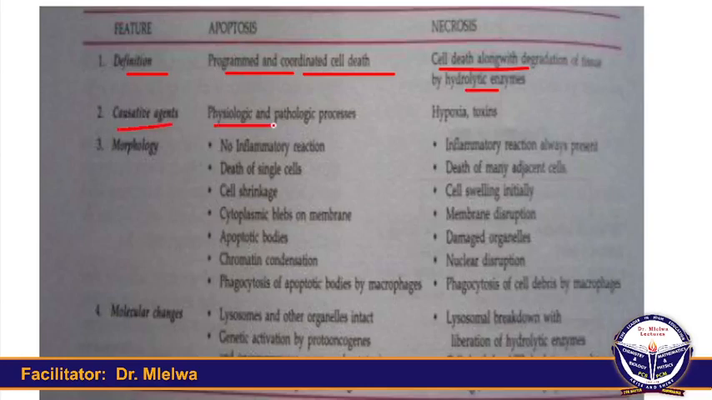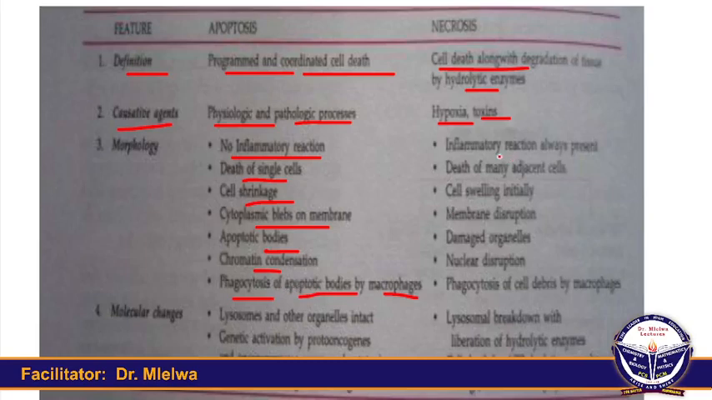Causative agent huko ni physiological and pathological process. Huko ni hypoxia and toxins. Hypoxia is the lack of sufficient oxygen na toxins ni sumu. Katika morphology, no inflammation reaction, death of single cell, cell shrinkage, cytoplasmic blebs on the membrane, apoptotic bodies, chromosomal condensation, unaona, phagocytosis of apoptotic bodies by macrophages.